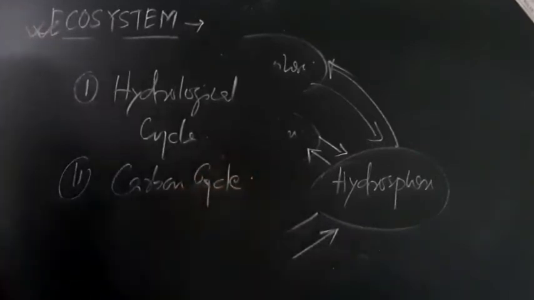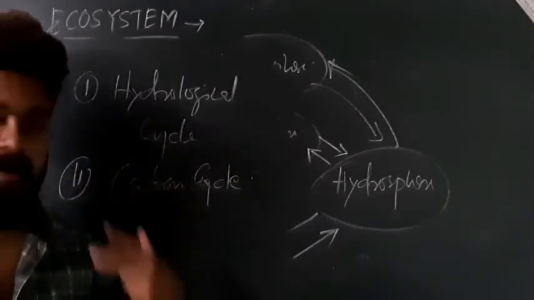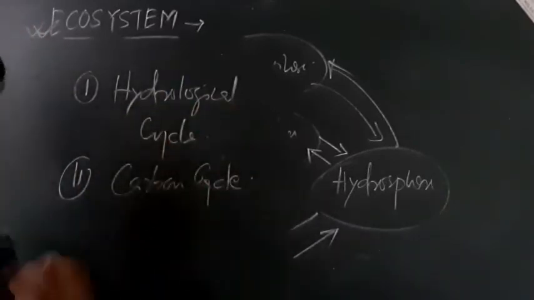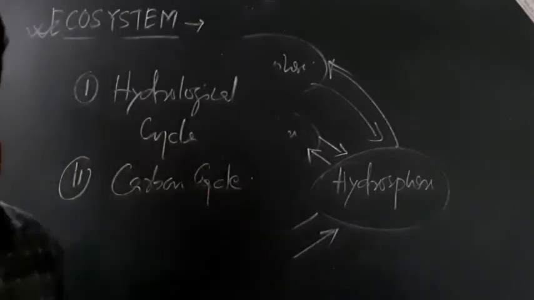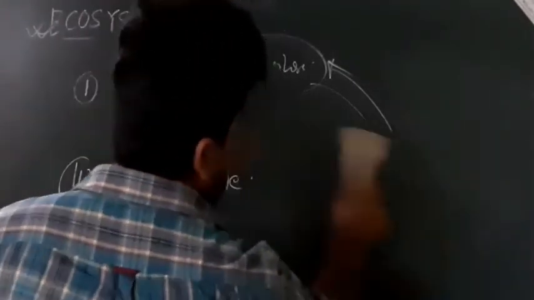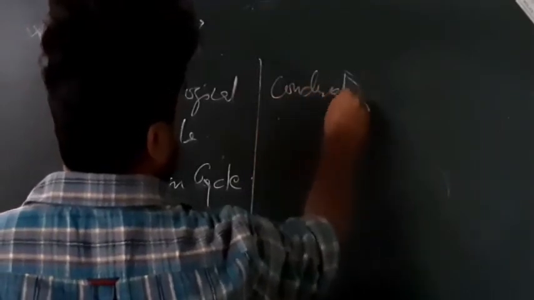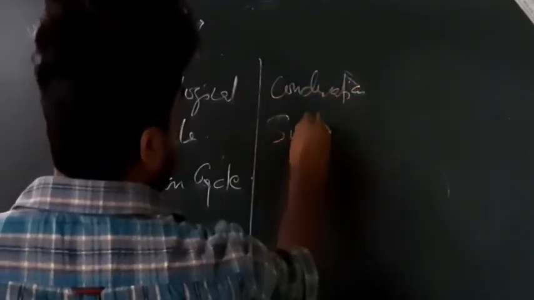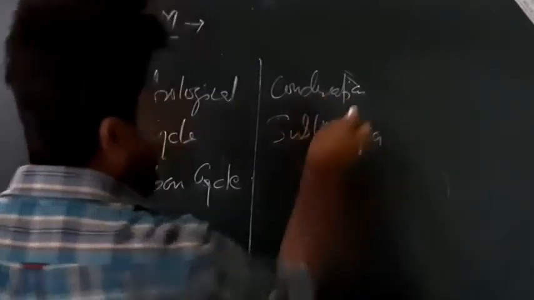Carbon cycle, right? So that means what? Hydrological cycle, we know how water vapor gets to the atmosphere, and how again from the atmosphere water vapor is converted to tiny particles of water. After condensation, different processes are there. This hydrological condensation process is there, sublimation process is there. So what is condensation, what is sublimation?